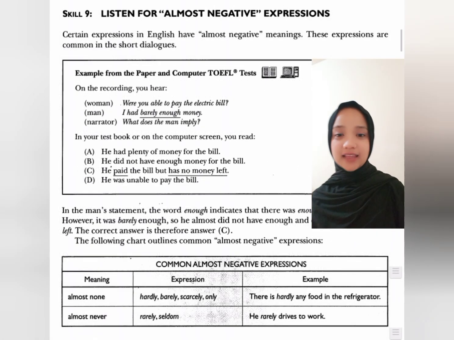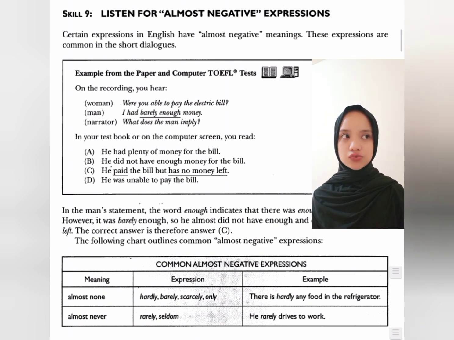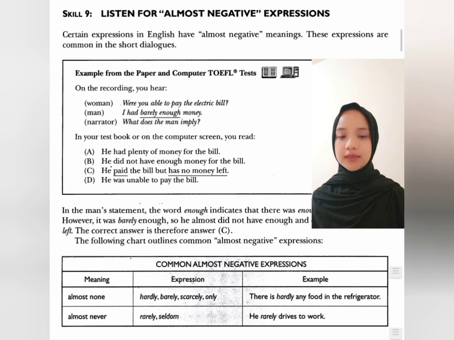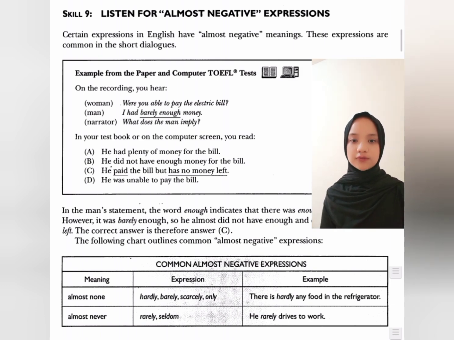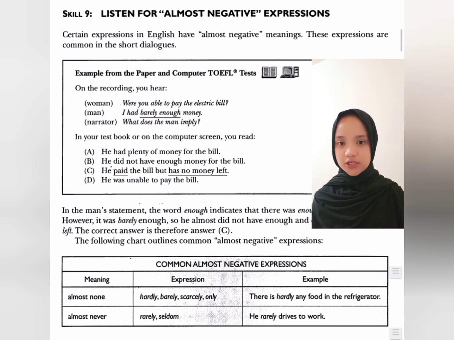Okay, the next is skill 9, that is listen for almost negative expression. Almost negative expressions are words that imply something close to negative meaning but are not entirely negative. This expression suggests that something is almost not true or barely true, creating a subtle meaning. Recognizing this expression helps understand the implied message. And for this skill, I have an example. We can listen.